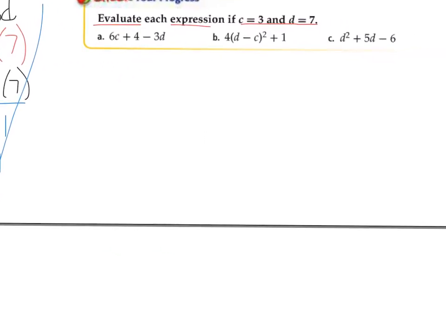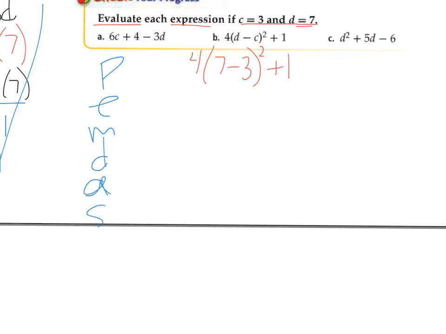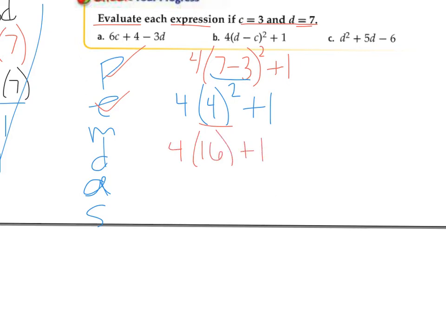You can try B as well. So we're going to replace the values. So we do 4, replace d with 7, c with 3, and square that, and add 1, rewrite it. Again, order of operations, we are going to do our parentheses first. So I'm going to do what's in here. So I rewrite the rest, 4, 7 minus 3 is 4, squared plus 1. There are exponents, so I do that next. So 4 times 16 plus 1. There is multiplication.